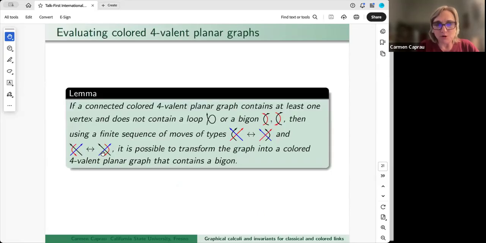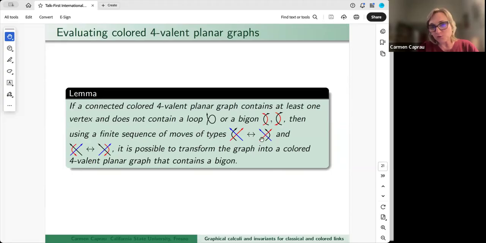The following lemma combined with the previous slide is very powerful, and let me explain what it says. If you start with a connected and colored 4-valent planar graph, if it contains at least one vertex and does not contain a loop or a bigon, it must have some triangular faces.